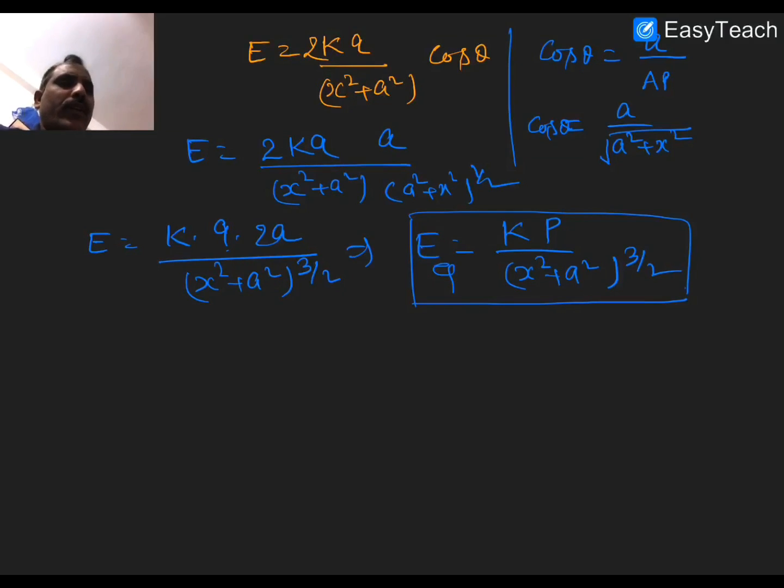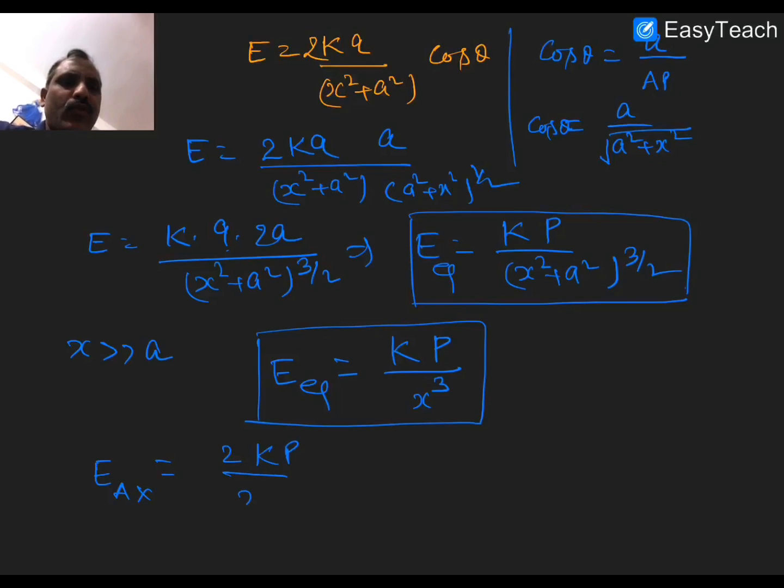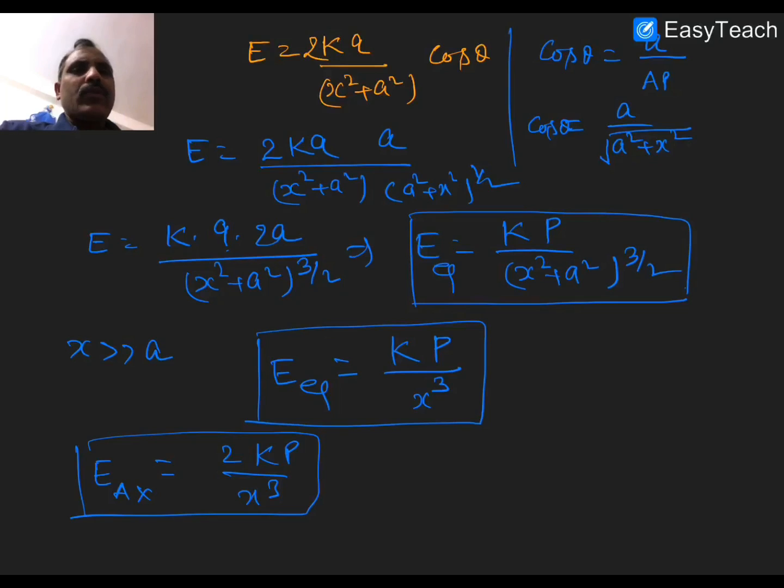If the dipole is very short, meaning x is much greater than a, then you can neglect the value of a in comparison to x. Then electric field E is equal to k p upon x square to the power of 3/2, which means x cube. This is the electric field due to dipole on the equatorial line, and we know that electric field due to axial line is twice kp upon x cube.